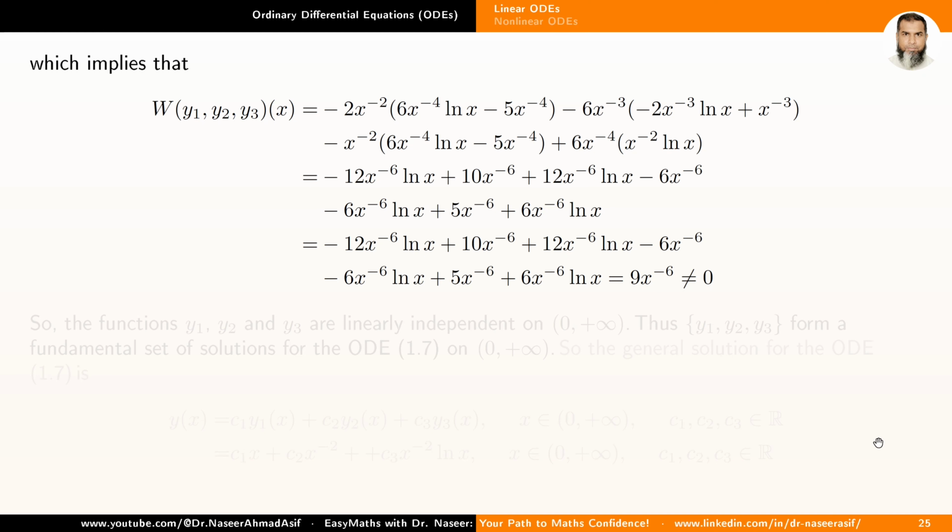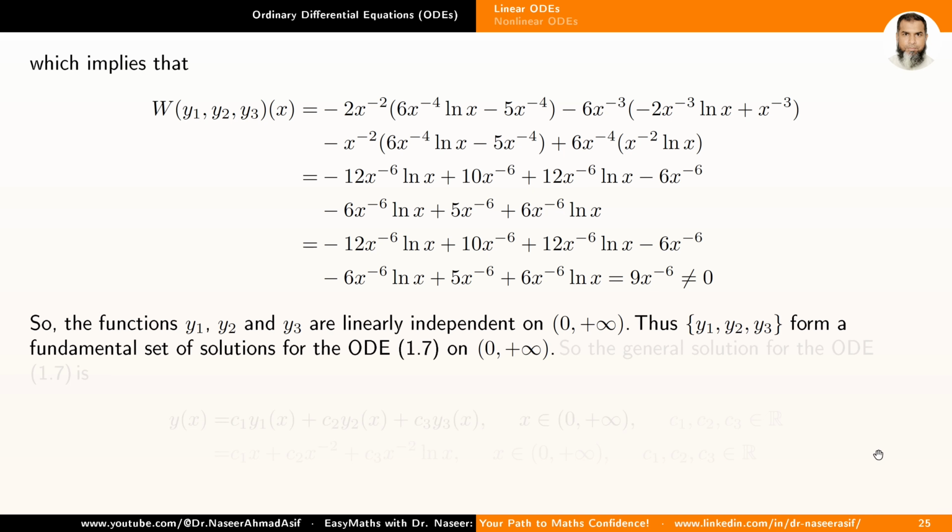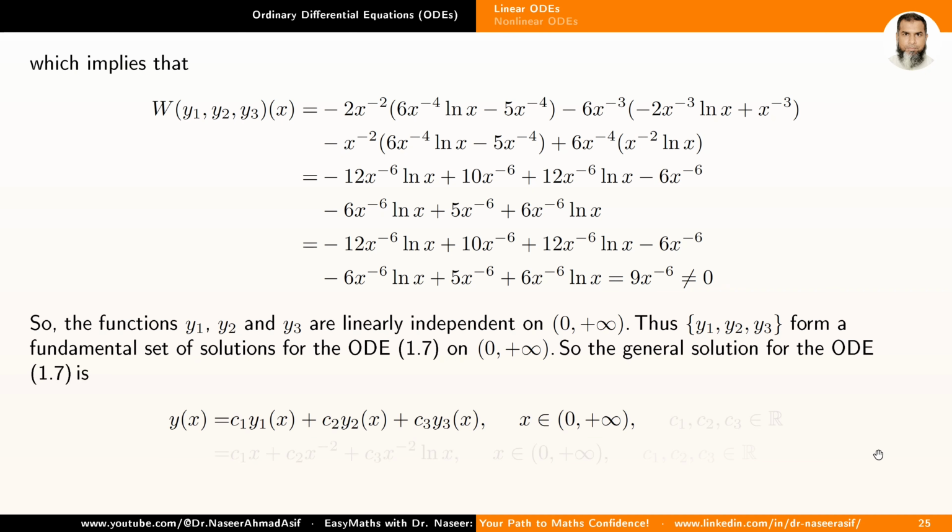which is non-zero. So the functions y1, y2, y3 are linearly independent on the open interval 0 to plus infinity. Thus y1, y2, y3 form a fundamental set of solutions for the ODE 1.7 on the open interval 0 to plus infinity. So the general solution for the ODE 1.7 is y of x equals c1 y1 of x plus c2 y2 of x plus c3 y3 of x, where x belongs to the open interval 0 to plus infinity and c1, c2, c3 are arbitrary constants.